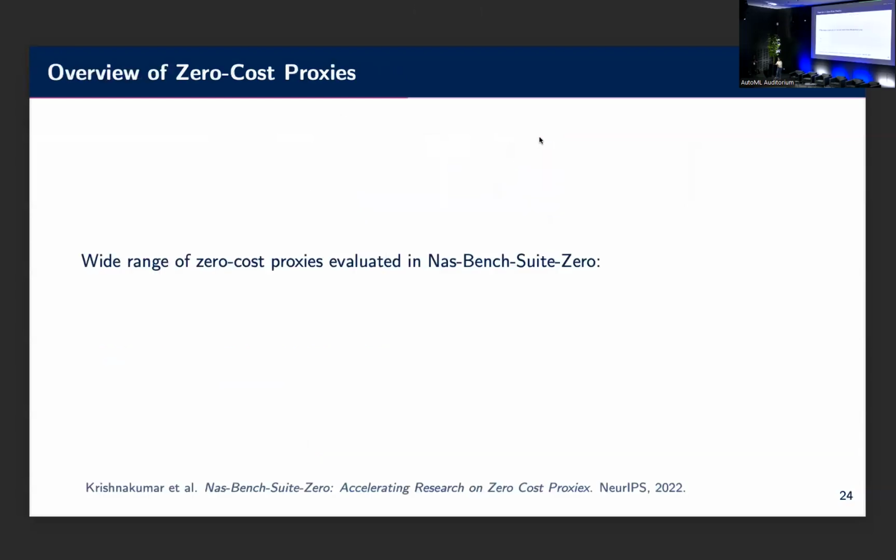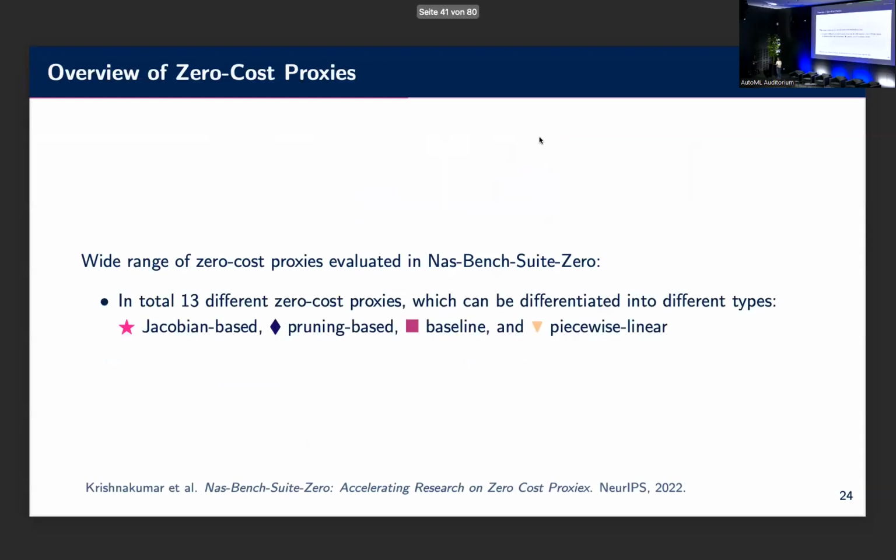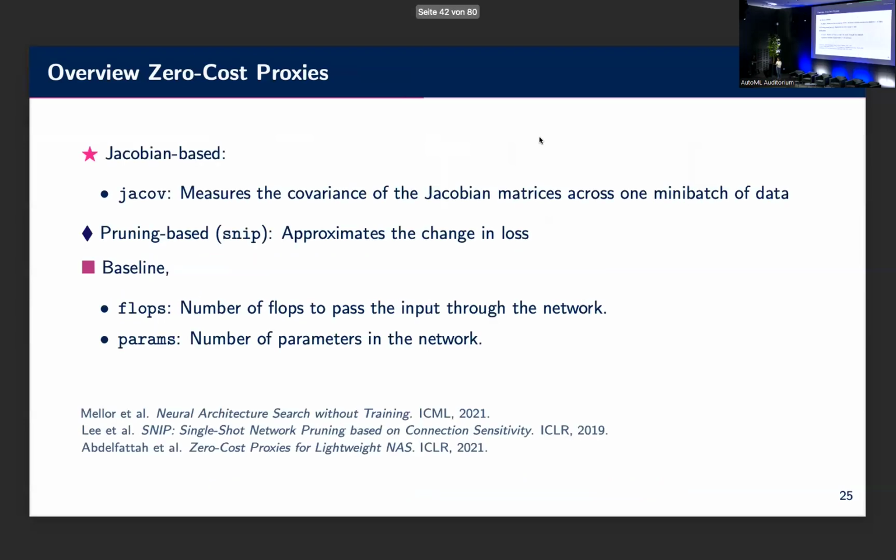In general, in the literature, there already exists a wide range of zero-cost proxies, for example, in NAS Bench Suite 0. In this NAS bench, we have in total 13 different zero-cost proxies, which can be differentiated into different types. For example, Jacobian-based zero-cost proxies look at the Jacobian information. We have pruning-based zero-cost proxies, which look at the pruning idea. Baseline methods, for example, the number of parameters, and also the piecewise linear zero-cost proxy.